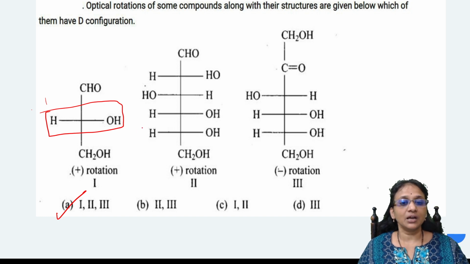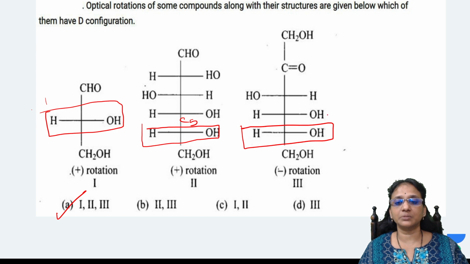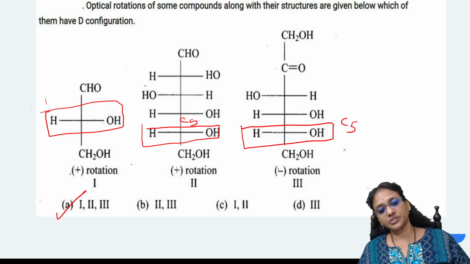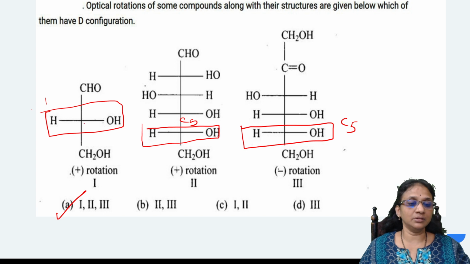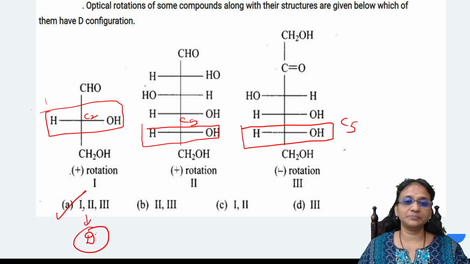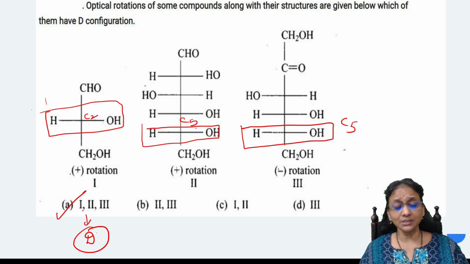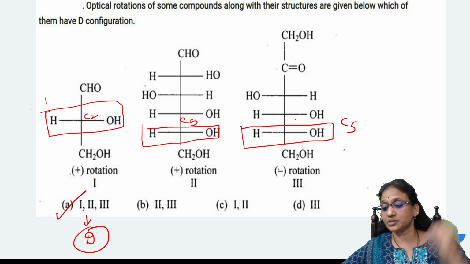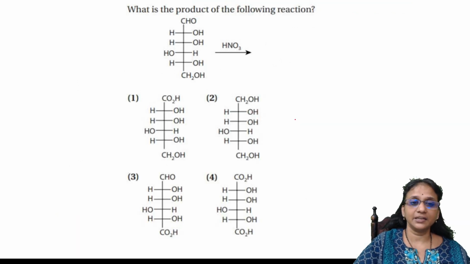H and OH of the fifth carbon, C5 carbon. So if the fifth position H and OH, here's the C2 carbon, and here C5 carbon. If the H and OH are on the left hand side, then they have L configuration. Got it? So again, D-glyceraldehyde with H and OH on the right hand side on the C5 carbon, then it is called D-glyceraldehyde. Is it okay? Done. Next question.